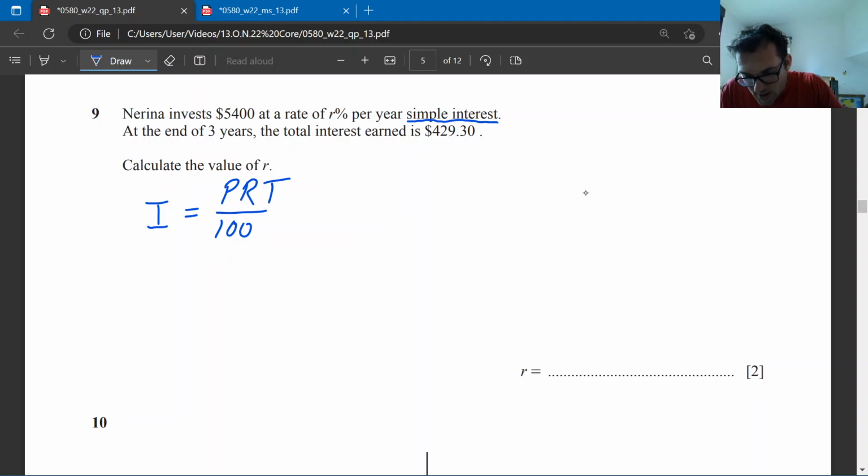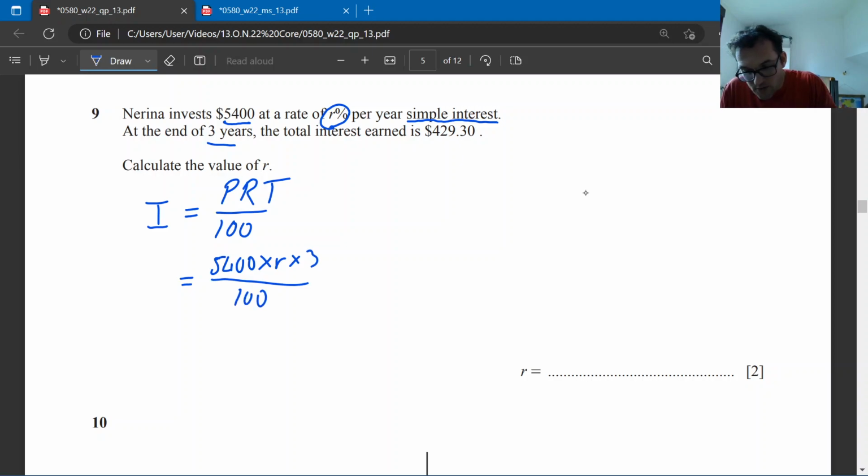Okay, so in that formula, what do we have? Well, let's start with the first number. She invests $5,400. That is called the principal, the original amount that she puts in the bank. That's the P. Then we got the rate, is how much the percentage the bank gives. Now this we don't have. They just give an R, so instead we just put the little R there. And the next thing, we got 3 years, that is the time. So that's times 3 divided by 100.